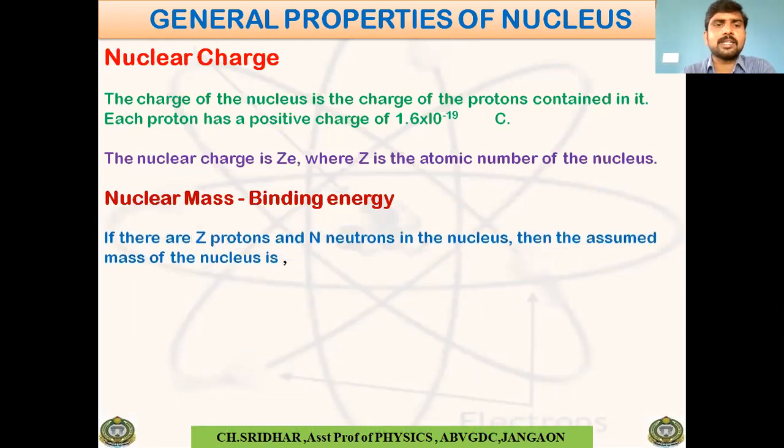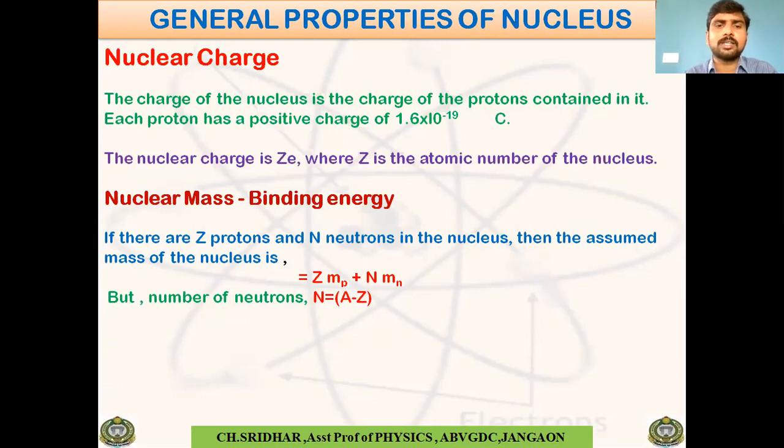As far as the binding energy is concerned, if there are Z protons and N neutrons in the nucleus, then the assumed mass of the nucleus is equal to Z into Mp plus N into Mn, where Z is the number of protons and N is the number of neutrons. So Z into the mass of each proton plus N into the mass of each neutron gives the nucleus mass.